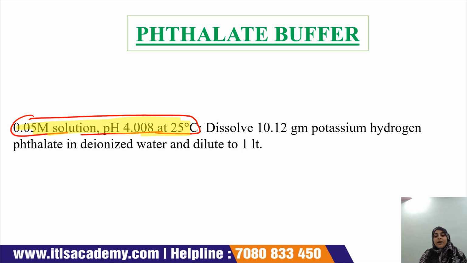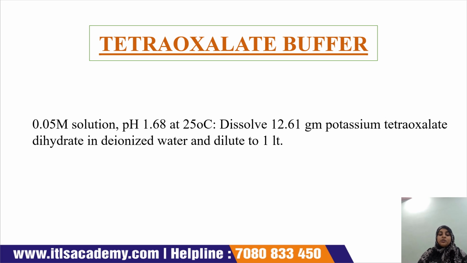Now for this we require 10.12 grams of potassium dihydrogen phthalate, diluted with 1 liter of deionized or distilled water. Next is your tetraoxalate buffer. It should be prepared as a 0.05 molar solution, and the pH is 1.68 at 25 degrees Celsius.